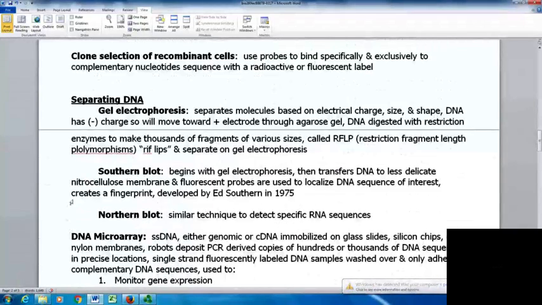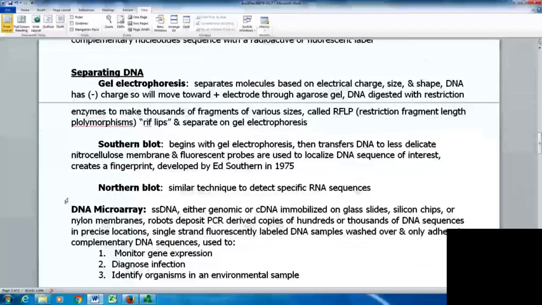Separating DNA has been done using gel electrophoresis. This separates the molecules based on an electrical charge, size, and shape. DNA has a negative charge, so it will move towards the positive electrode through an agarose gel. DNA is digested with restriction enzymes, and that's going to make thousands of little fragments of various sizes. These are called restriction fragment length polymorphisms, or RFLPs for short, and they will separate on a gel electrophoresis.